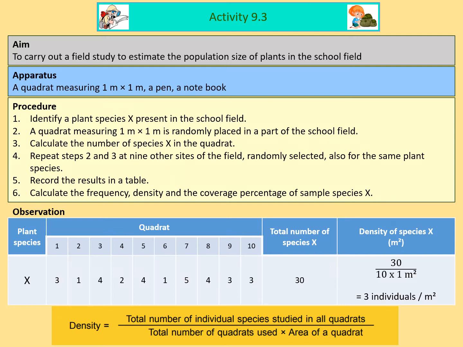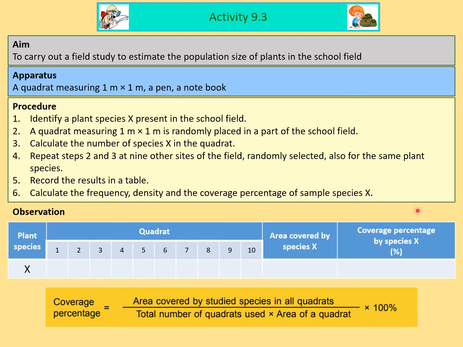So how to do it? Using the formula, the total number of species X is 30. The total number of individuals studied in all quadrats is 30, and the total number of quadrats used is 10. The area of a quadrat is 1 meter square. So the answer is 3 individuals per meter square. This is the answer.